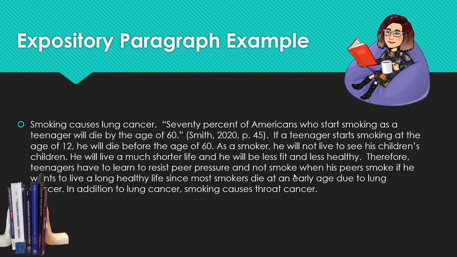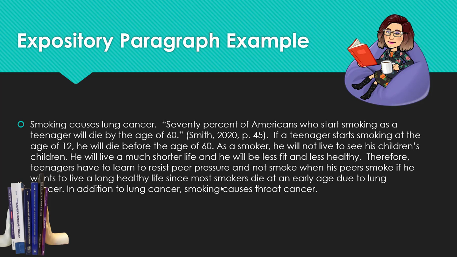And so that's your supporting sentences. The very last sentence transitions to the next body paragraph: in addition to lung cancer, smoking causes throat cancer. Then my next body paragraph is going to be about smoking causing throat cancer. And then you're going to write something like 55% of Americans who smoke die of throat cancer.